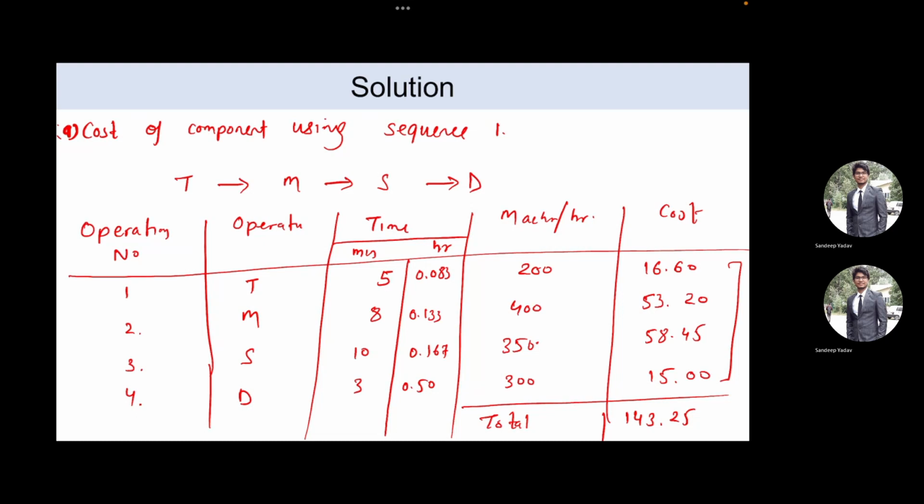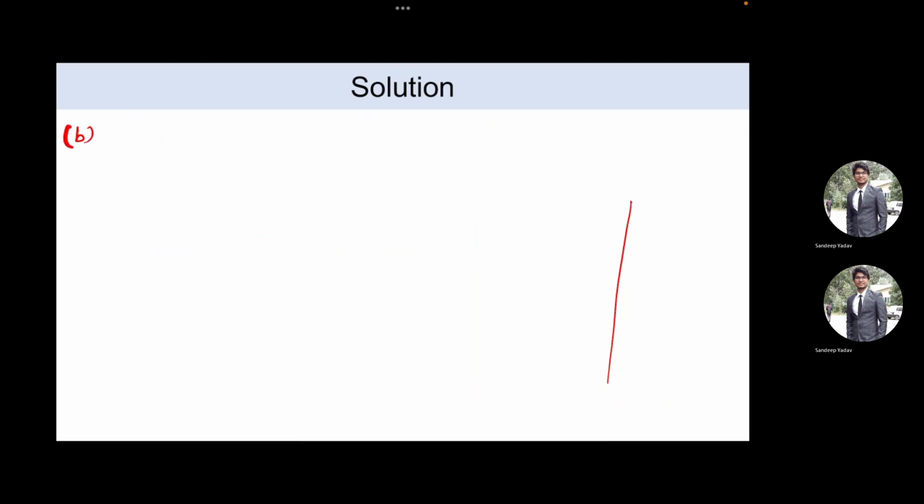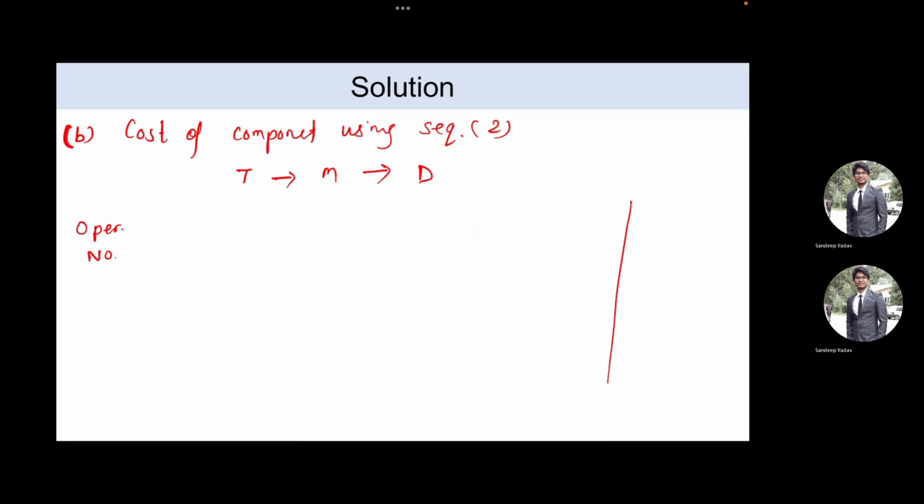So now let's take another example, the cost of the component using sequence 2. We have been given two sequences. The second sequence was given as turning followed by milling followed by drilling. Now let's make some calculations for this case also: operation number, operation time, machine rate per hour, machining cost, and finally the cost.